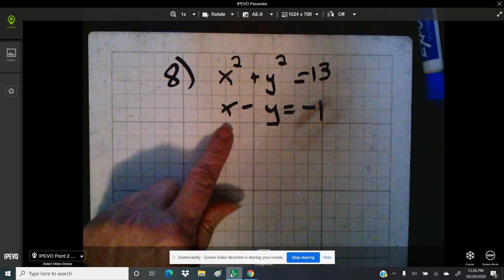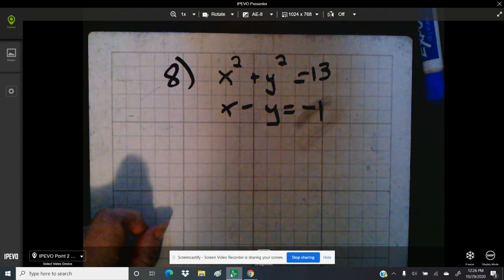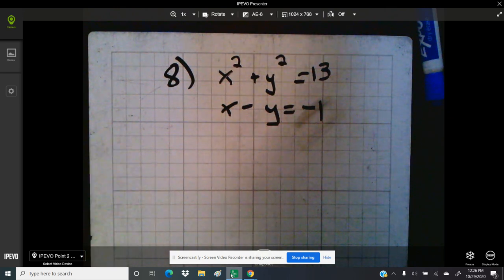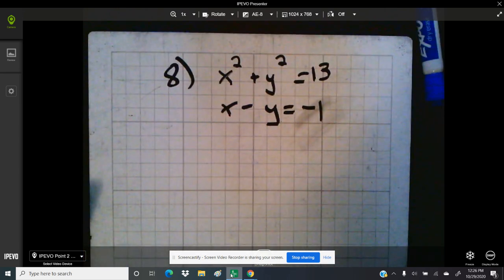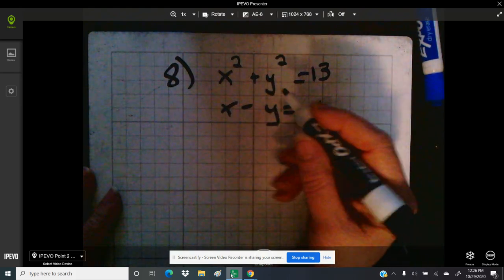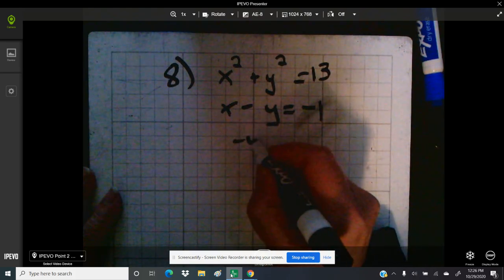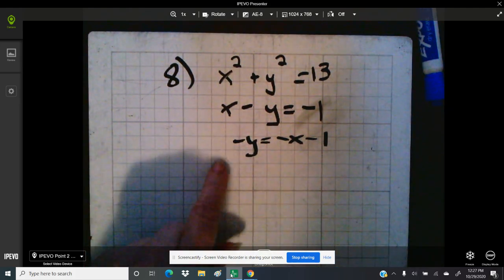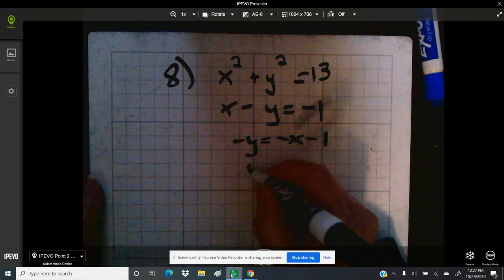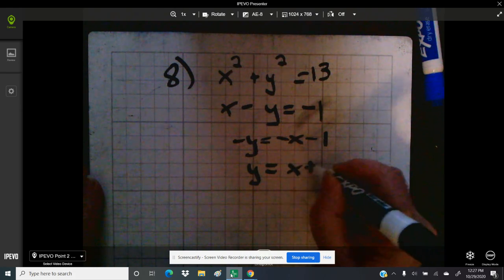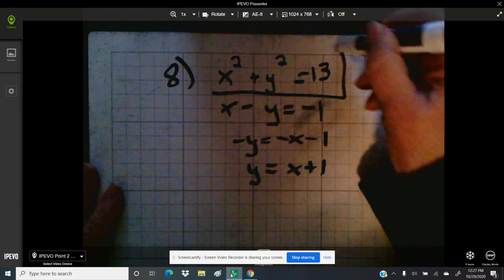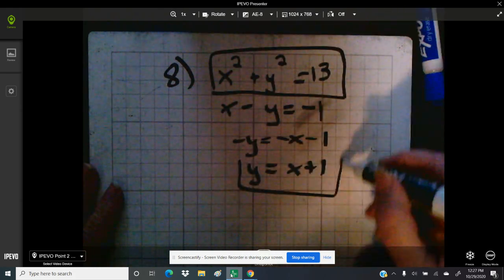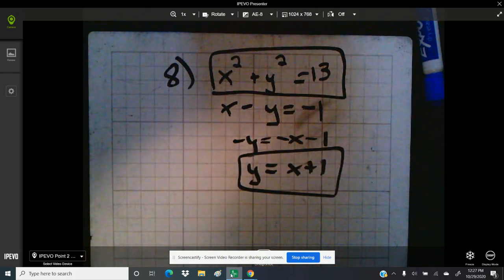So it'd be much easier for me to solve this equation for x or y. It doesn't really matter. I'm going to choose to solve it for y, but you could just as easily solve it for x. It's not going to matter. If I solve this for y, I'm going to subtract x over. Everything's negative, so I'm going to divide through by a negative, and I get x plus 1. So now these are the two equations that I am going to work with to solve.